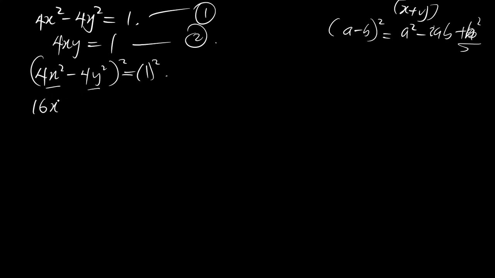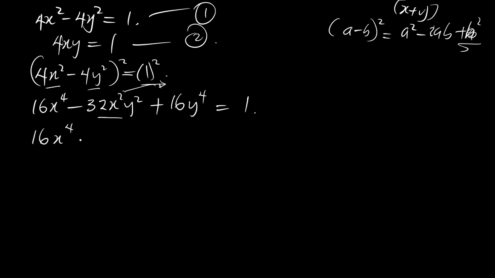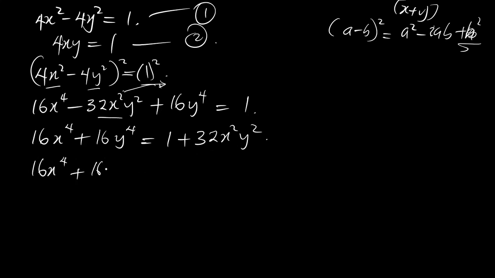So we're going to have 16x raised to power 4 minus 32x squared y squared plus 16y raised to power 4 equal to what? 1, because this is 1. Now moving this to the right hand side, you have 16x raised to power 4 plus 16y raised to power 4 equal to 1 plus 32x squared y squared, which can be 1 plus 2 times 16x squared y squared. We'll call this equation 3.